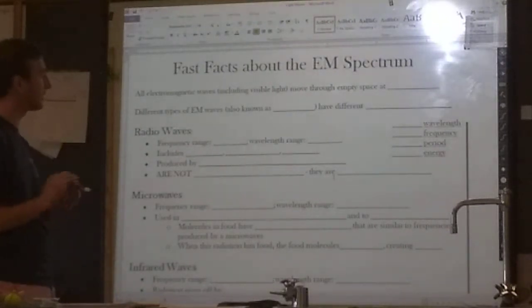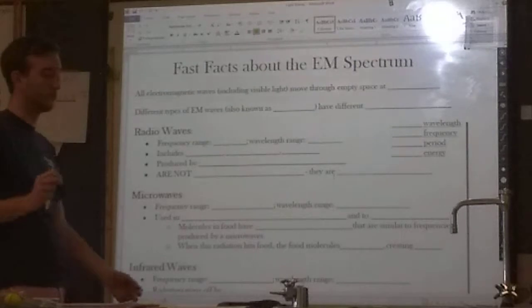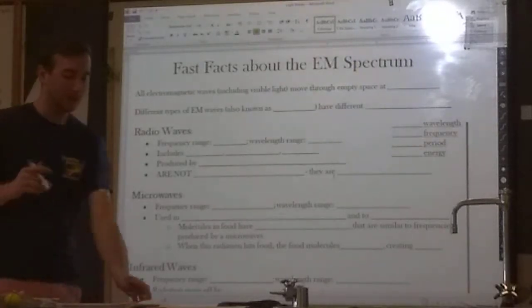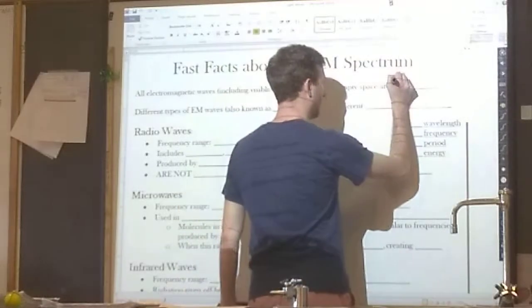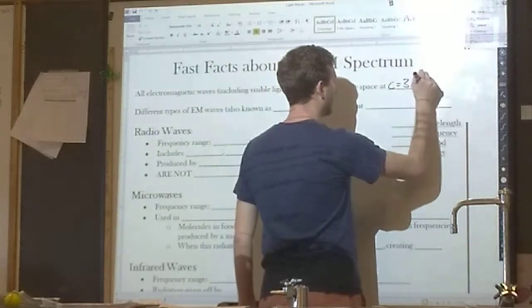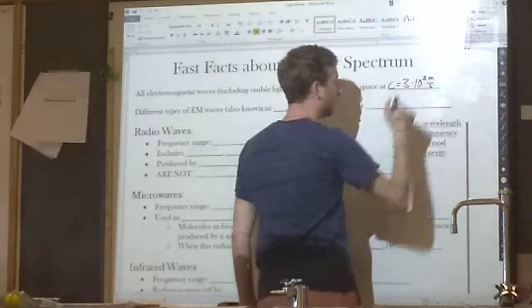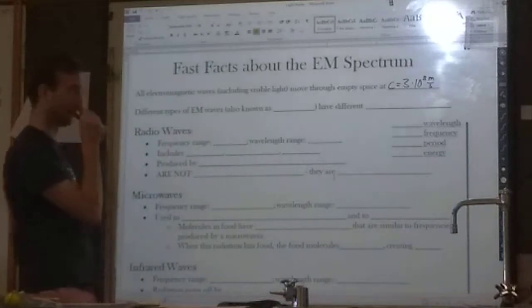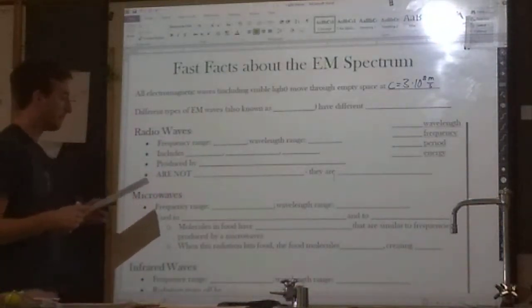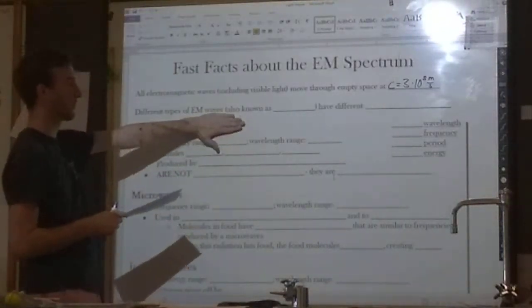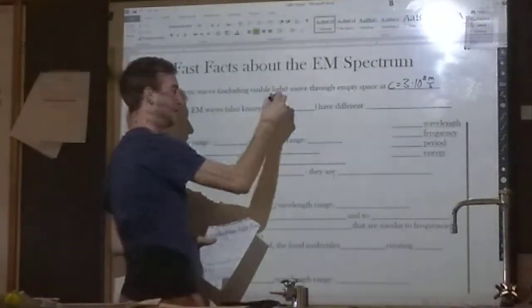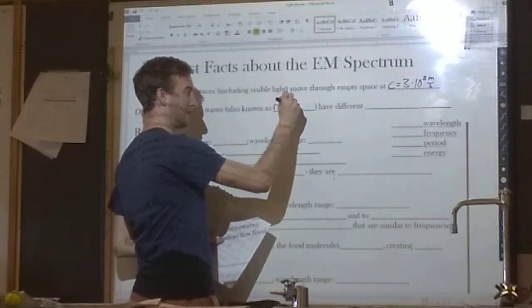Okay, all electromagnetic waves, including visible light, move through empty space at what speed? Very good. I know you all said it at home. 3 times 10 to the 8th meters per second. There's a reason I'm emphasizing that so much, guys. It's very, very important. Different types of electromagnetic waves all have the same speed. You can also call them, technically, radiation.